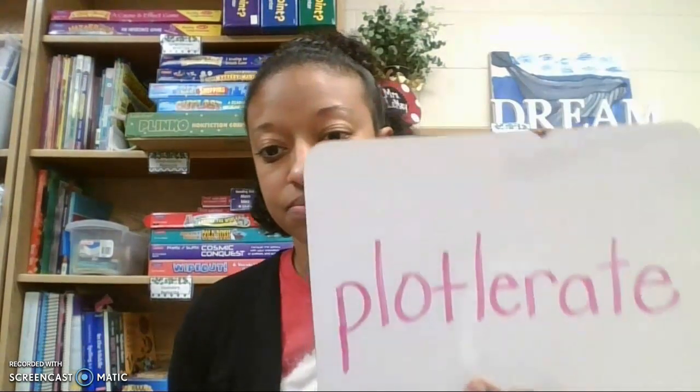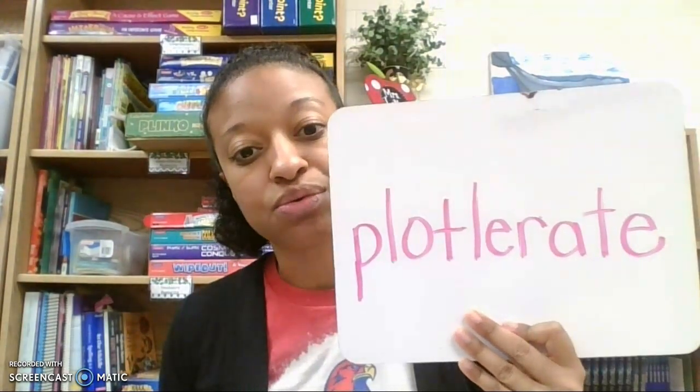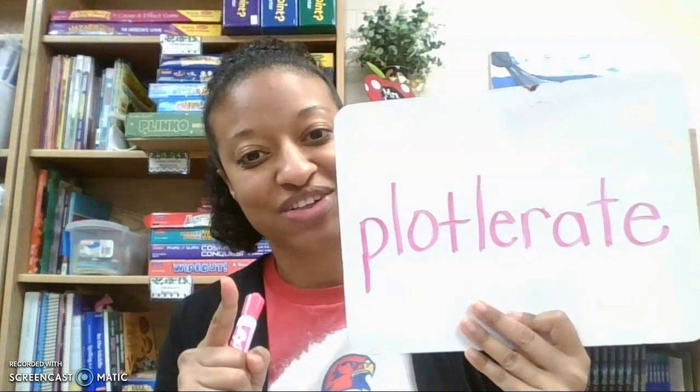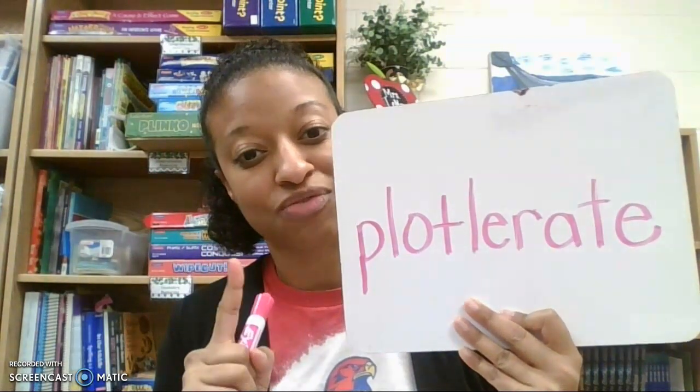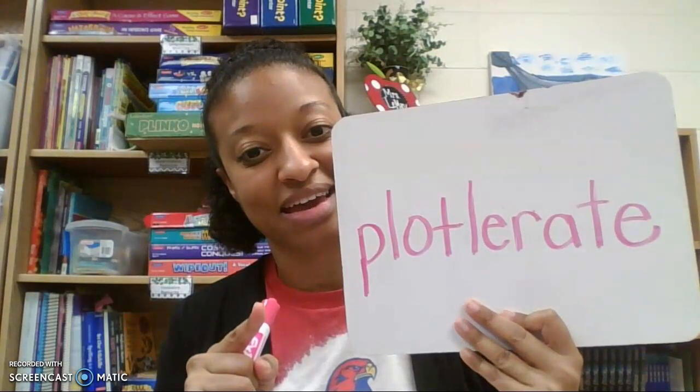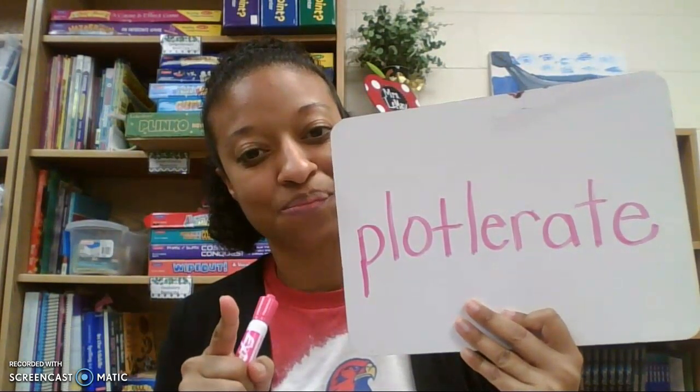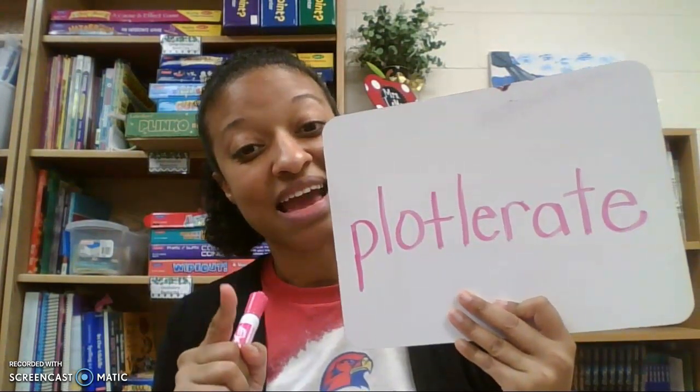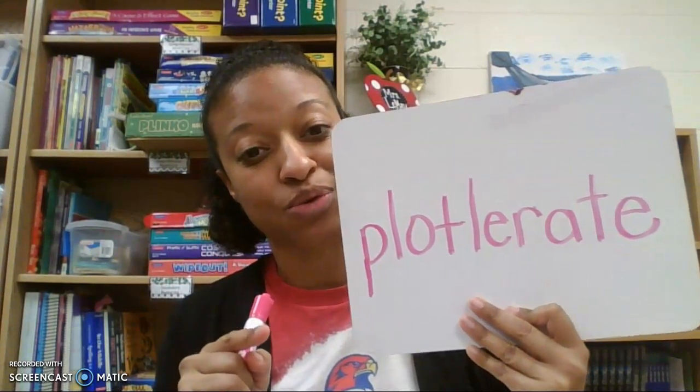Okay, I'm going to spell this word. I'm going to have you write it on your board. Your word is P-L-O-T-L-E-R-A-T-E. Make sure that your word is spelled correctly. Then I would like you to, first of all, see if you can figure out what it is before you break it apart. I'm going to give you just a few seconds. Pause the video. Now I'm going to have you mark your vowels, divide your word. Go for it.